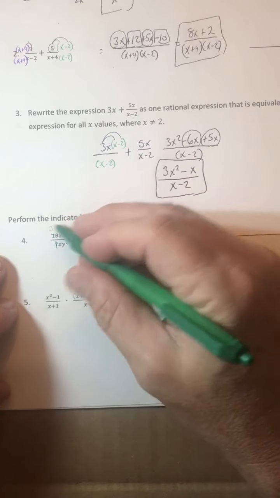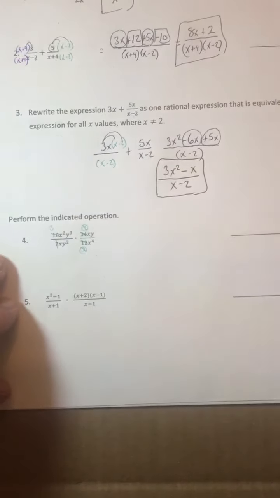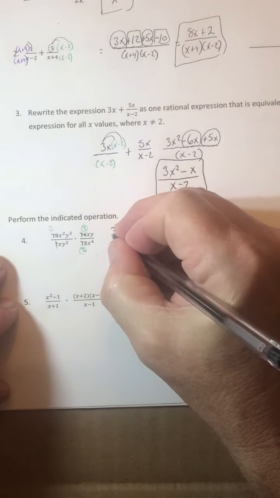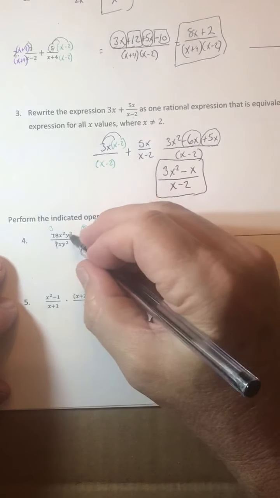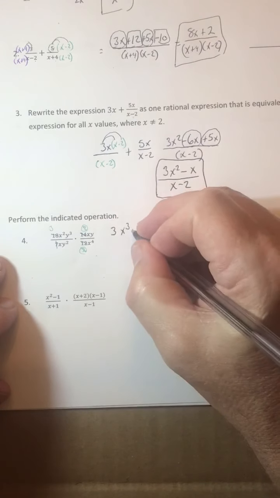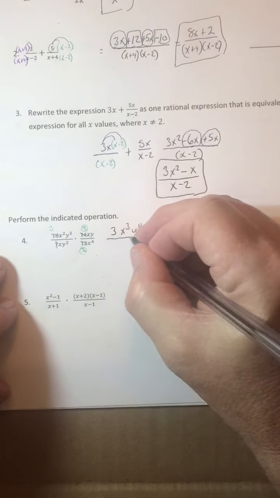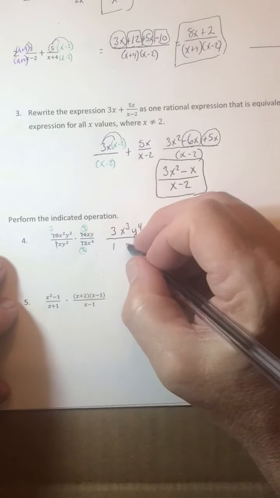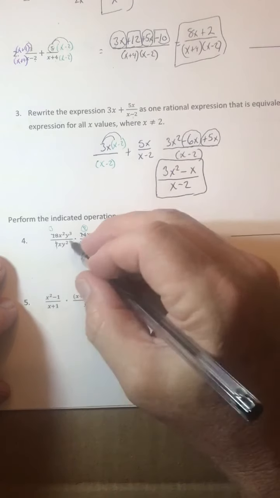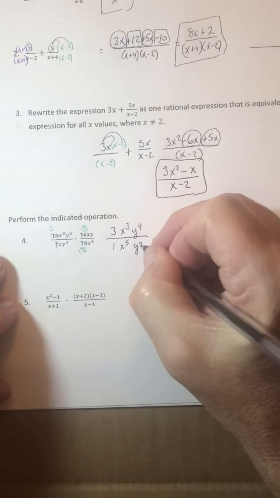Alright, so now if we just multiply, we got 3 times 1. So that's going to give us 3. X squared times x gives us x cubed. Y cubed times y to the first gives us y to the fourth. And then the bottom I got 1. X times x to the fourth gives me x to the fifth, and then y to the second.